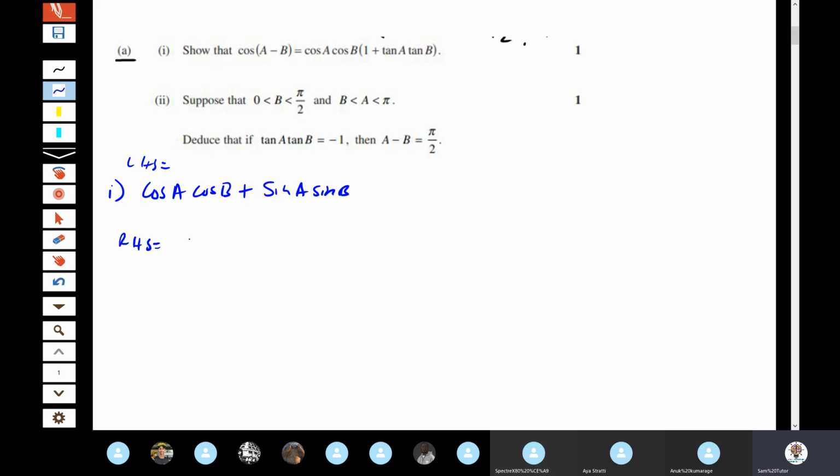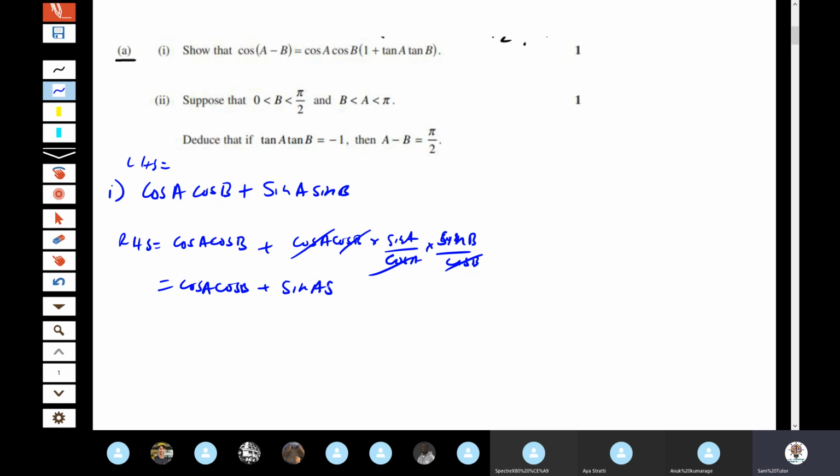Right-hand side, I think. Why would you want to make the left-hand side into the right-hand side? You might as well just start with the right-hand side because I can see the expansion is cos A cos B plus cos A cos B times tan A tan B. Cos A cos B times sine A on cos A times sine B on cos B, and then just cross out because you already know the answer and you're done. Cos A cos B plus sine A sine B.